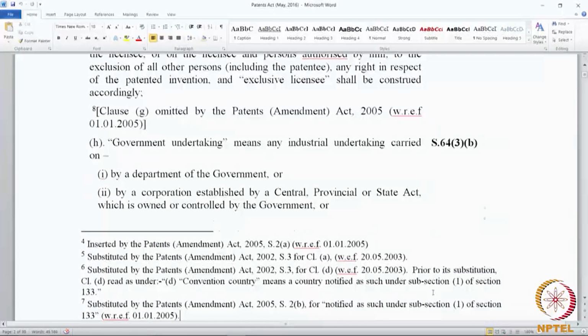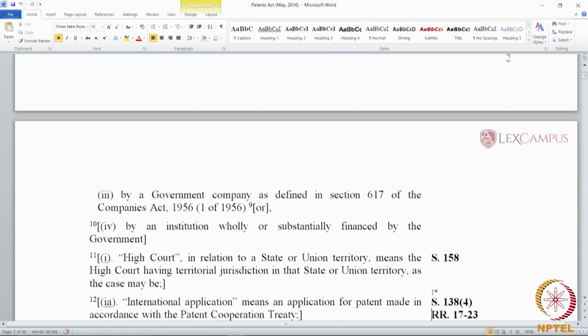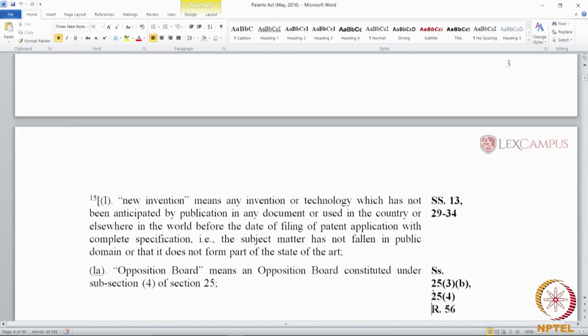Now the definition clause has various other definitions. There is also one category that I want to bring to your notice. Why should something be given a special definition in an Act? Why should a word or a phrase be given a special definition? A word or a phrase will be given a special definition because it is used in a special context.